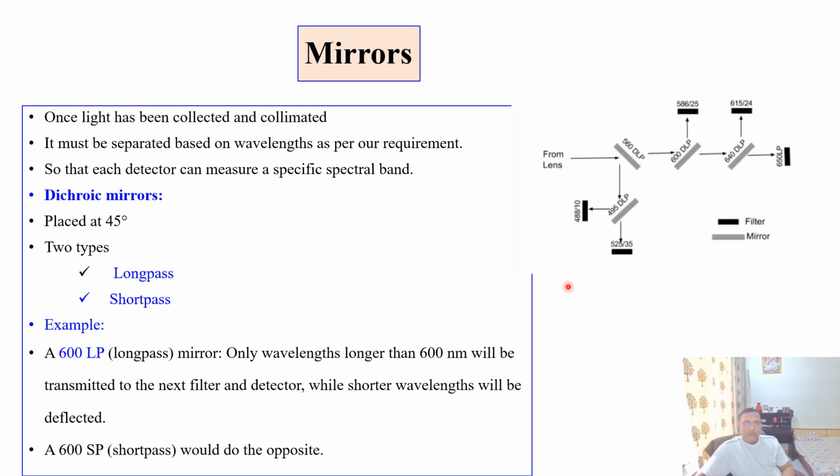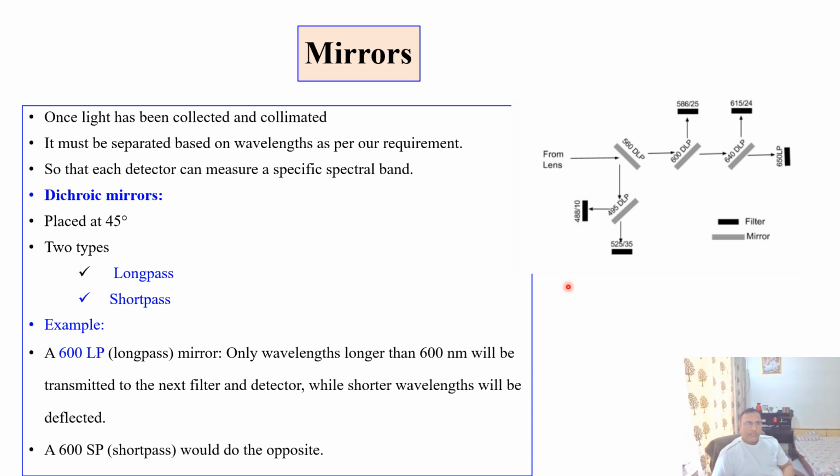Now, what is the use of mirrors? Different mirrors are used in the flow cytometer. As we have learned in the lenses, the light has been collected and collimated. Then we have to separate it, because once the laser light strikes the cells, it emits lights of different wavelengths. Each light should be separated for the detector so that a particular light will be detected for the particular biomarkers.